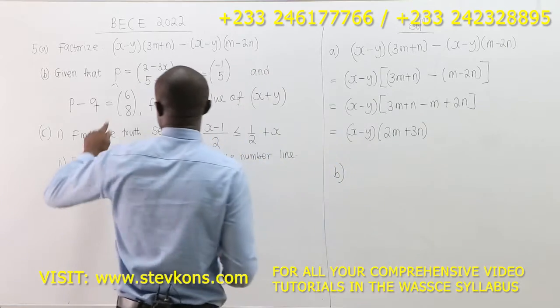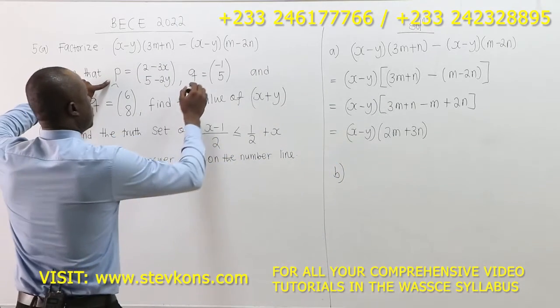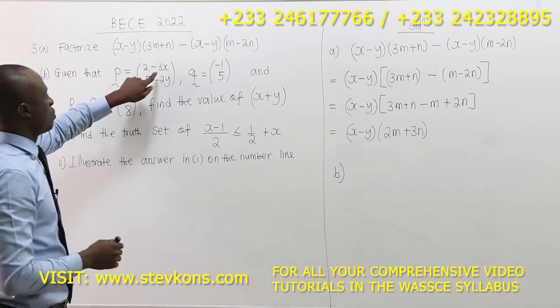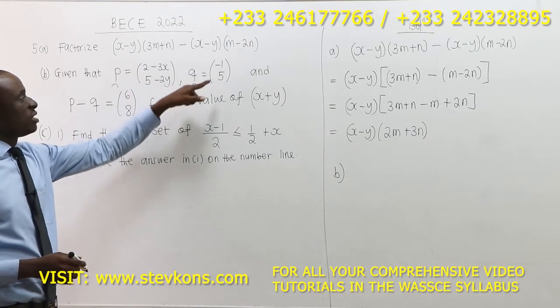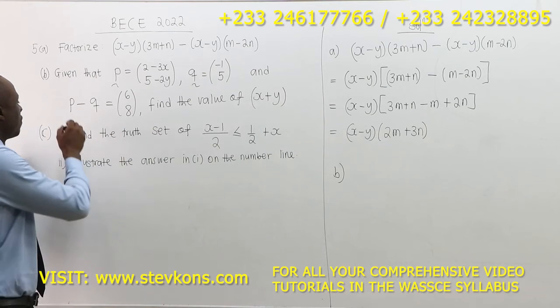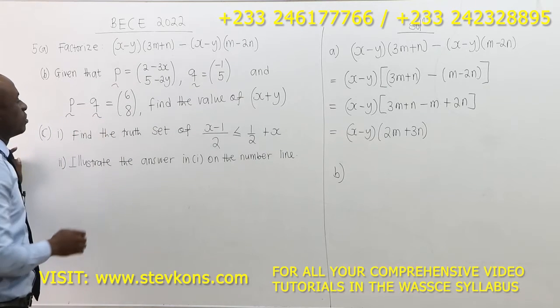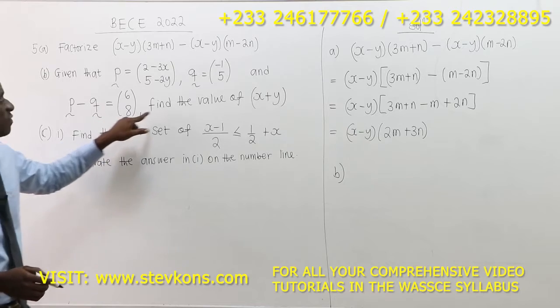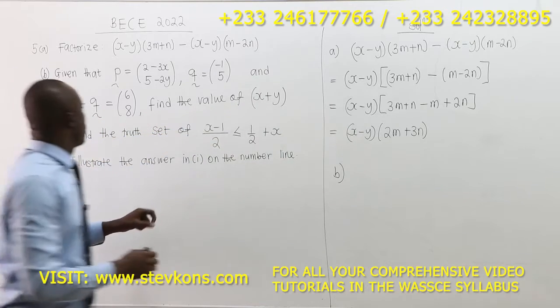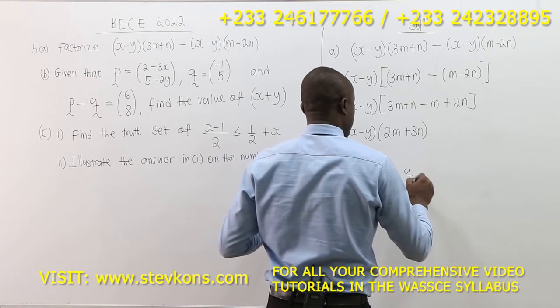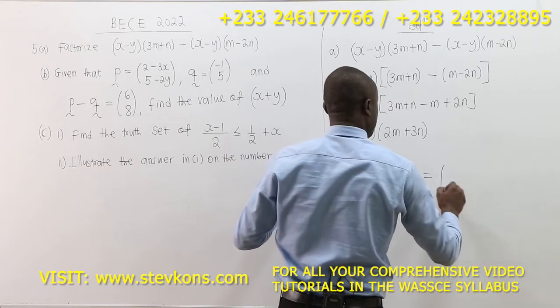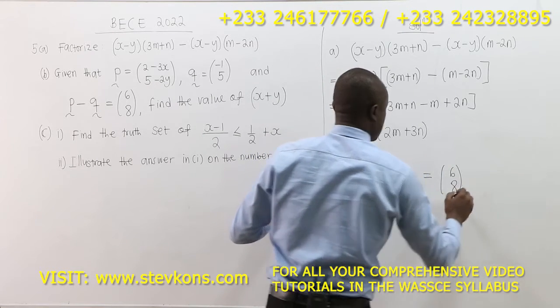Now the B part, we have vector P equal to (2 minus 3x, 5 minus 2y). Vector Q is (negative 1, 5). You have been given, if vector P minus vector Q is equal to (6, 8), find the value of x plus y. So we have been given vector P minus vector Q to be equal to (6, 8).